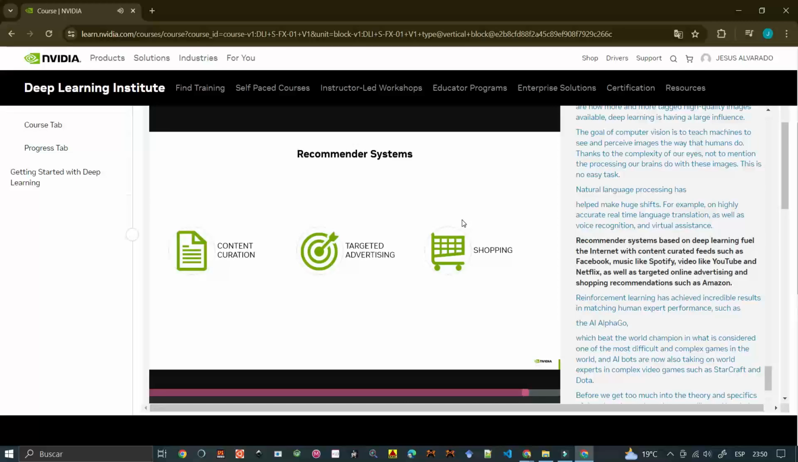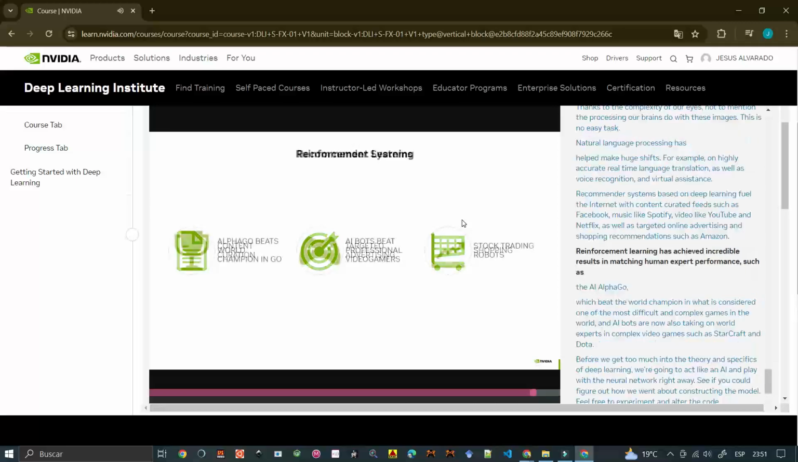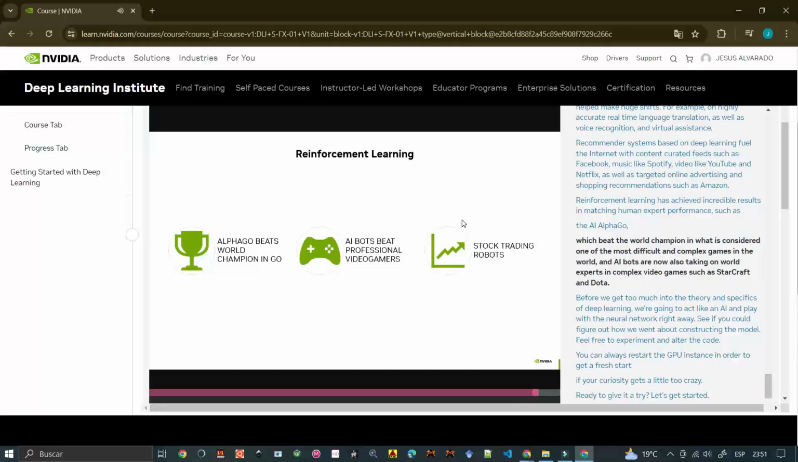Recommender systems based on deep learning fuel the internet with content-curated feeds such as Facebook, music like Spotify, video like YouTube and Netflix, as well as targeted online advertising and shopping recommendations such as Amazon. Reinforcement learning has achieved incredible results in matching human expert performance, such as the AI AlphaGo, which beat the world champion in what is considered one of the most difficult and complex games in the world. AI bots are now also taking on world experts in complex video games, such as StarCraft and Dota.